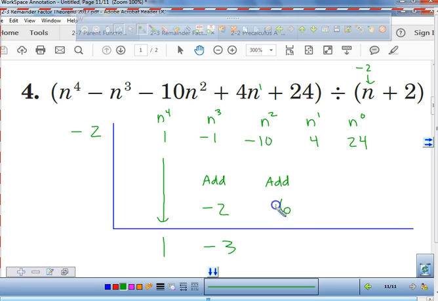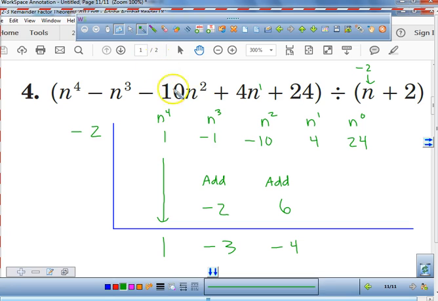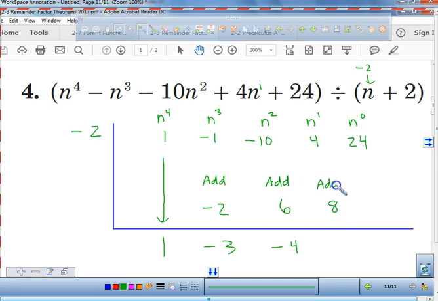You add these together and get negative 4. Negative 2 times negative 4 is a positive 8. What do we have to do now? We have to take these numbers and add them together. Now, when I'm doing this problem, I don't write the word add all the time. Okay? Just remember you need to add them together.